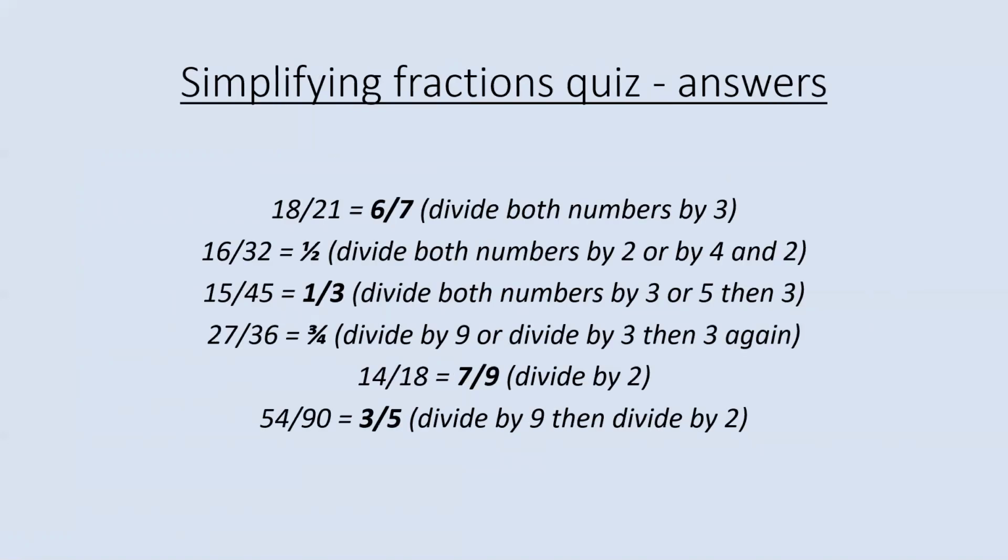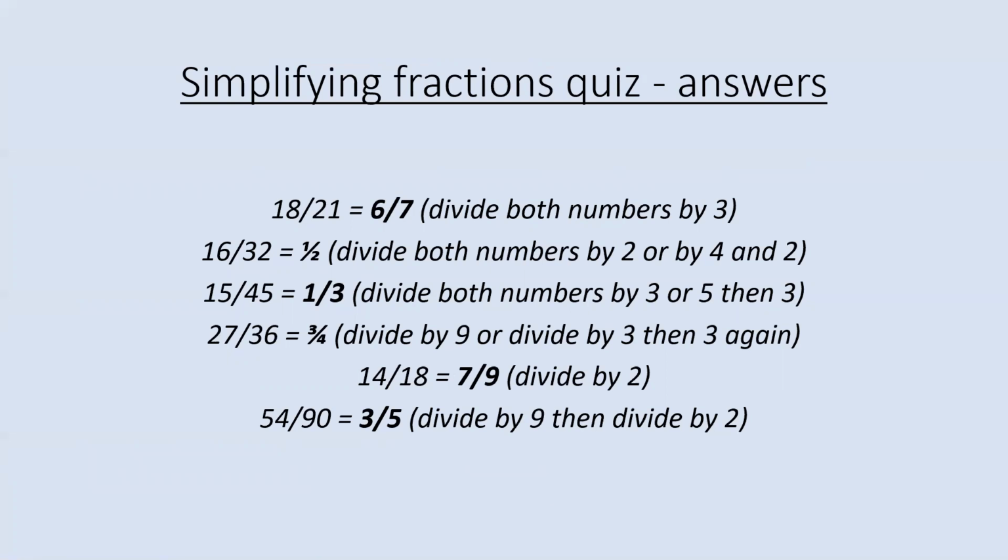Okay, so the answers to that. 18/21 simplifies down to 6/7. Divide both numbers by 3. 18 divided by 3 equals 6, and 21 divided by 3 equals 7. 6/7. 16/32 can be reduced to a half. Now I could divide both numbers by 16. 16 divided by 16 equals 1, and 32 divided by 16 equals 2. Again, I can divide both numbers by 2, or by 4 and 2 as well. It can go through numerous stages.